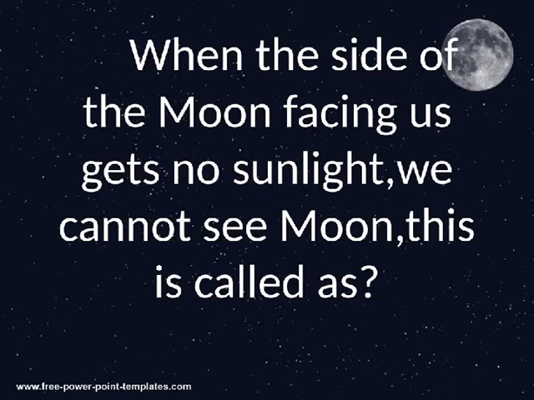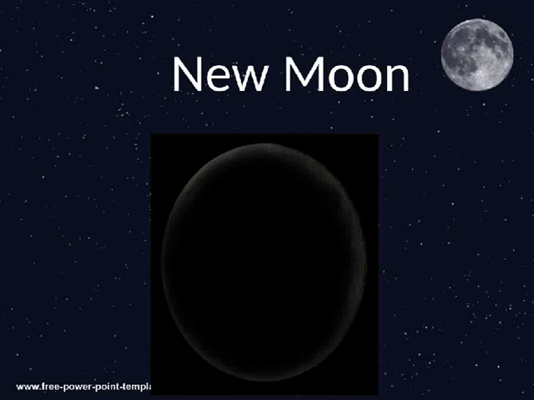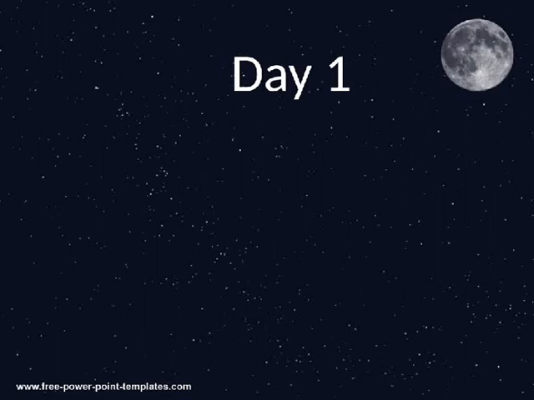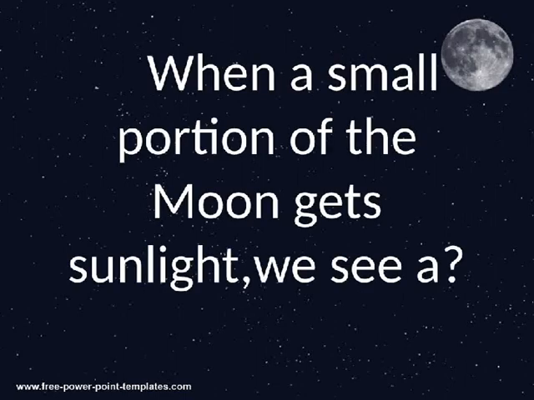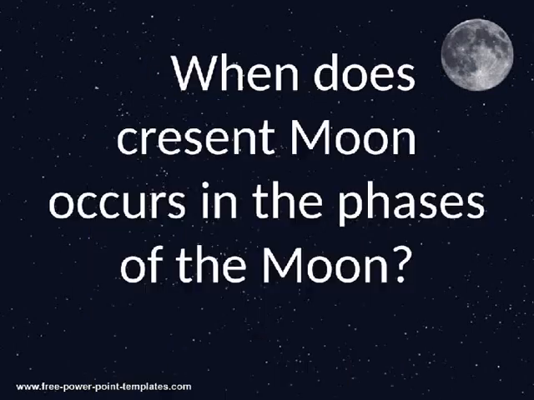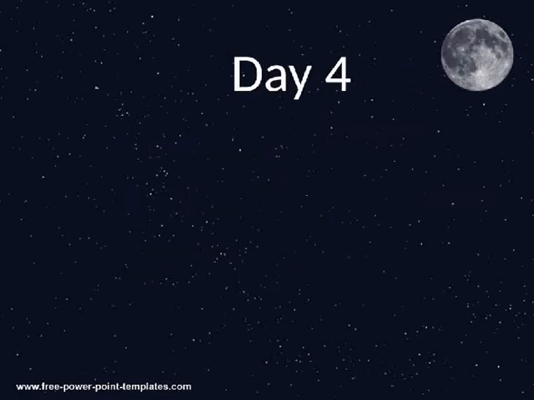When the side of the Moon facing us gets no sunlight, we cannot see Moon. This is called as new moon. When does new moon occur in the phase of the Moon? Day 1. When a small portion of the Moon gets sunlight, we see a crescent moon. When does crescent moon occurs in the phases of the moon? Day 4.